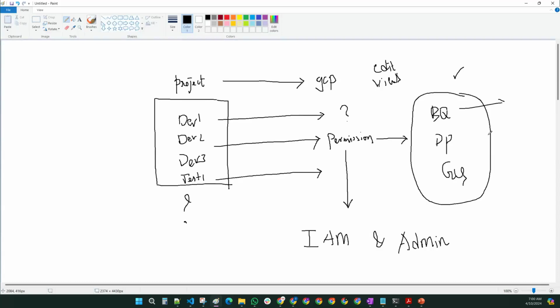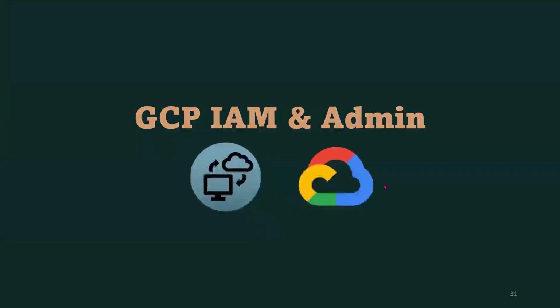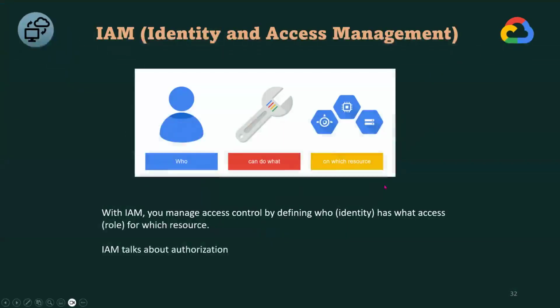If you wanted to provide access to a person or a group of persons, you have to go to the IAM. In simple words, that is it. So let us try to see it in detail.